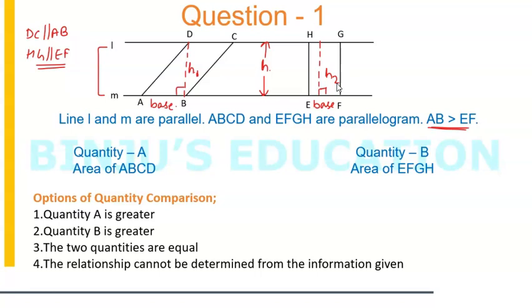So the heights are equal, which means the area of the two parallelograms is only dependent upon their bases. For whichever of the two the base is greater, the area of that parallelogram will be greater. In case of ABCD, the base AB is greater than the base EF. Since the height is the same, the area of ABCD has to be greater, which means quantity A is definitely greater, no matter what the value of height is, because the base is greater. Hence, quantity A is definitely greater, and our answer is option number A.